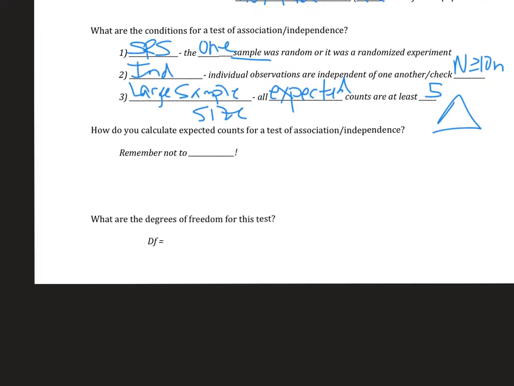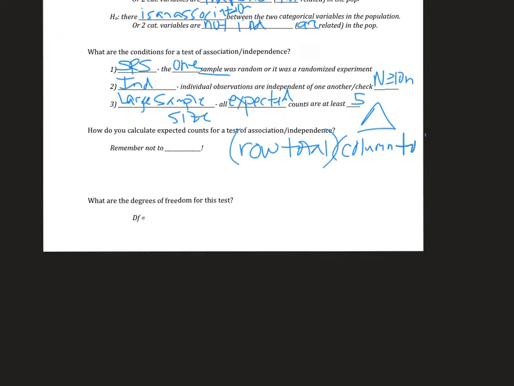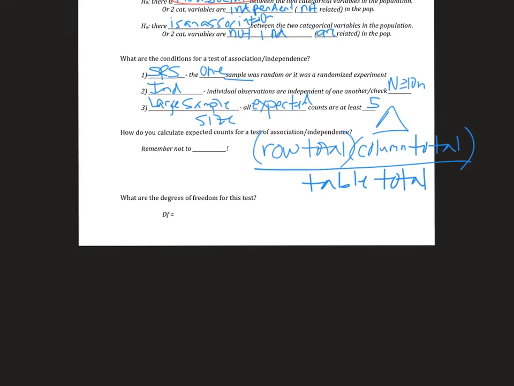Okay. So how do you calculate expected counts for a test of association or independence? It's going to be the same way as the homogeneity ones: row total times column total over the table total. So it's the exact same thing, nothing new to learn there.